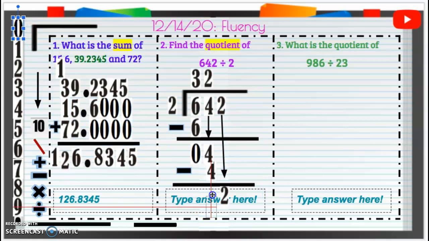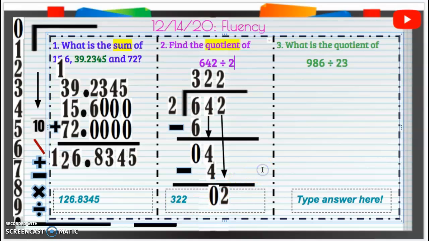Sorry, that 4 minus 4 is 0. How many times can 2 go into 2? It can go in 2 times. 2 times 2 is 4. Subtract, you get 0. So our answer is 322. That's it. There's nothing left to bring down, so that's our answer. Woohoo!